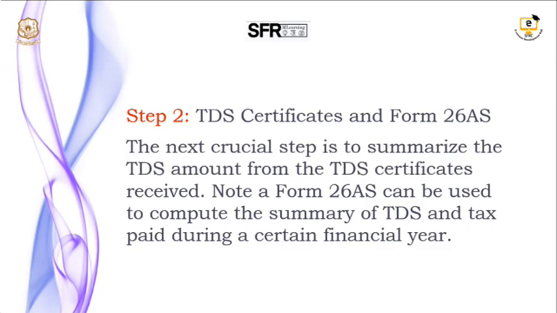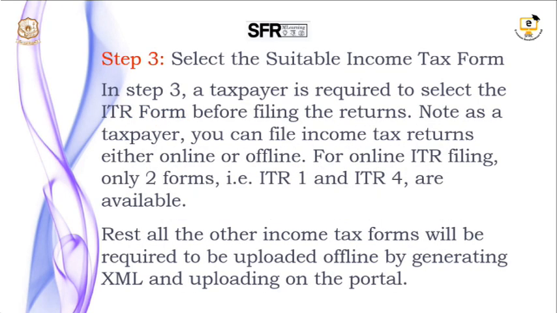In step 2, we have to obtain TDS certificates and Form 26AS. It is a crucial step to summarize the TDS amount from the TDS certificates. Form 26AS can be used to compute the summary of TDS and tax paid during the financial year. The third step is to select the suitable income tax return.